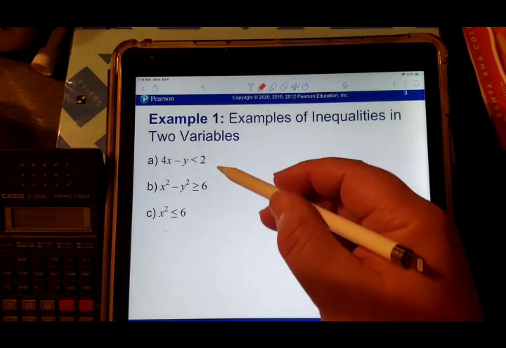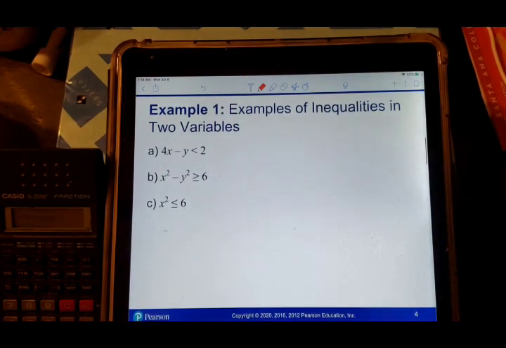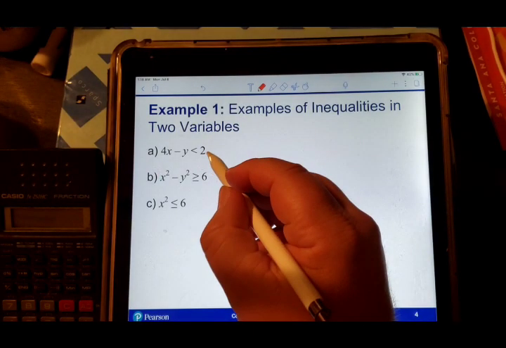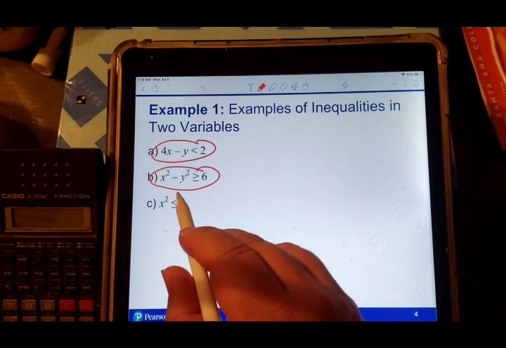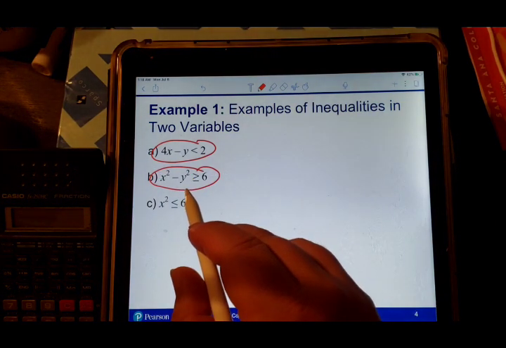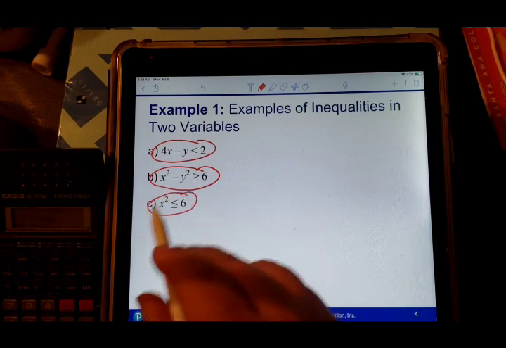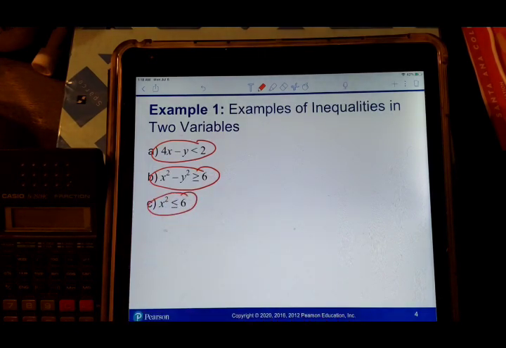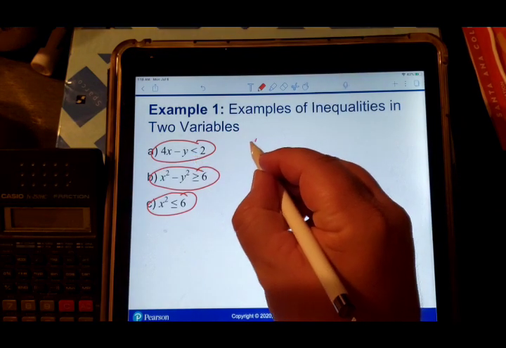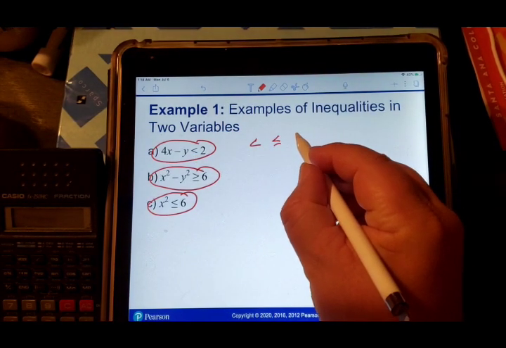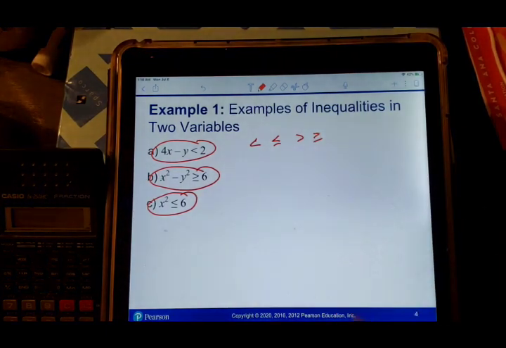So that just gave you some examples of inequalities. Nothing to do for those. They were just saying these are inequalities. This is, by the way, a linear inequality. This would be a hyperbola, and this would be a parabola. And you can have an inequality on any of those things. But the big thing is you have a less than, a less than or equal to, a greater than, or a greater than or equal to in the inequality as opposed to an equal sign.